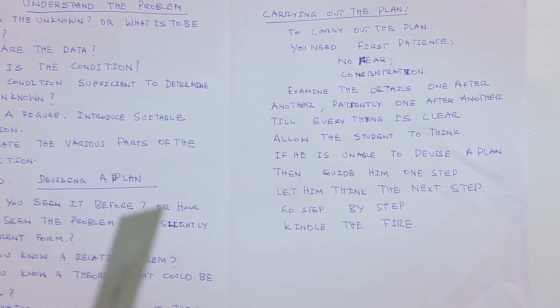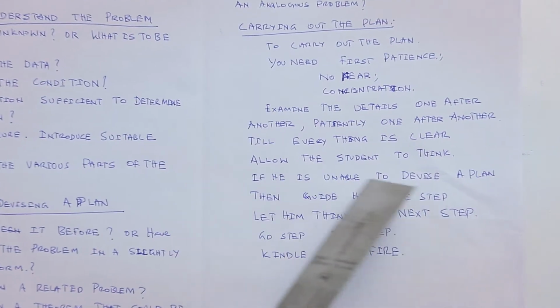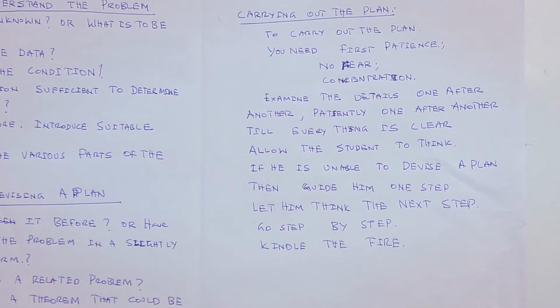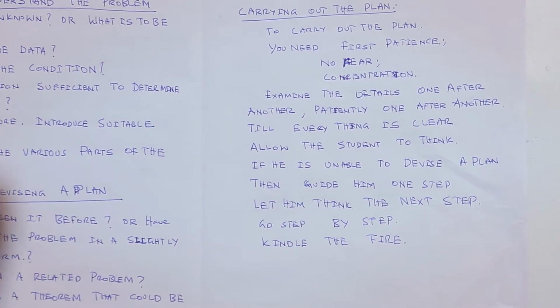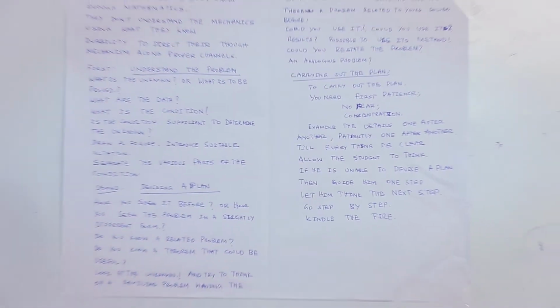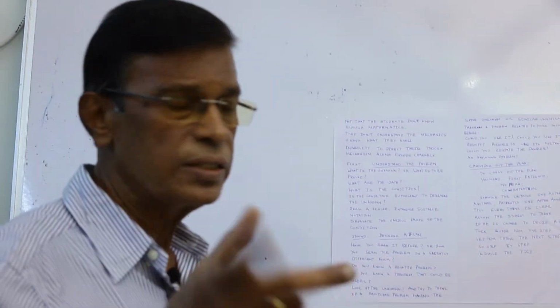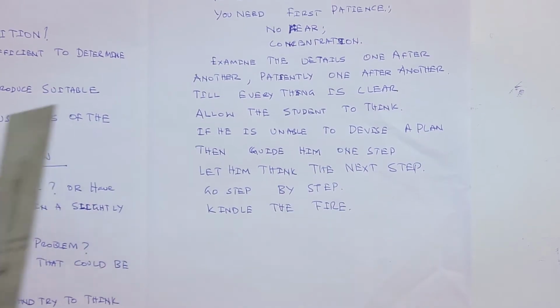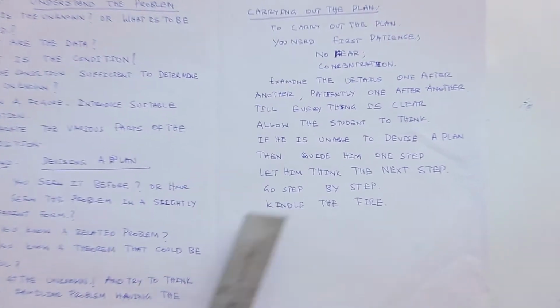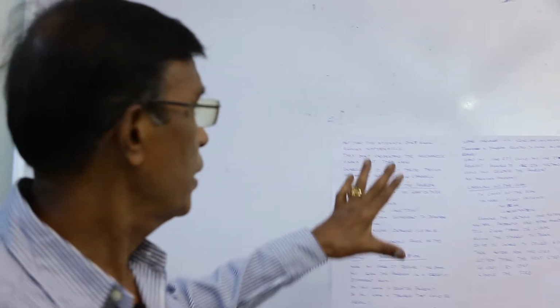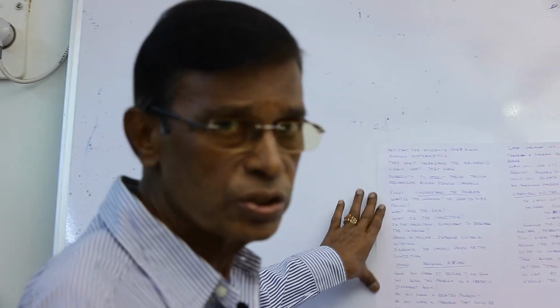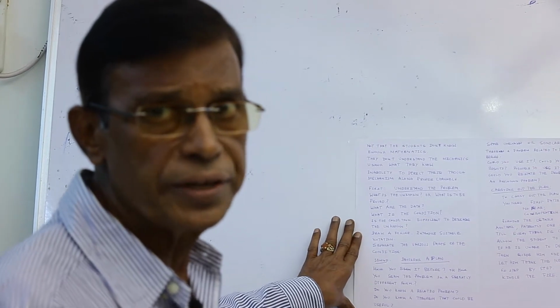Now, teachers should allow the student to think. Suppose he is unable to devise a plan, then guide him one step at a time, not all the steps. If you give everything, he will not be able to think and get the ideas. Guide him one step, let him think, then the next step. So go step by step, kindle the fire. That is what we are supposed to do. This is the synopsis of what you are supposed to do in the class and how you are going to guide them.